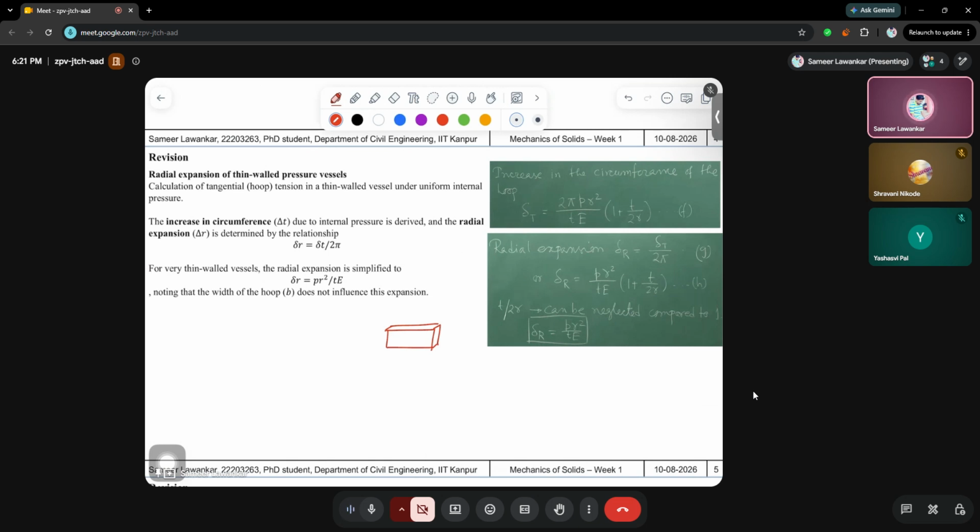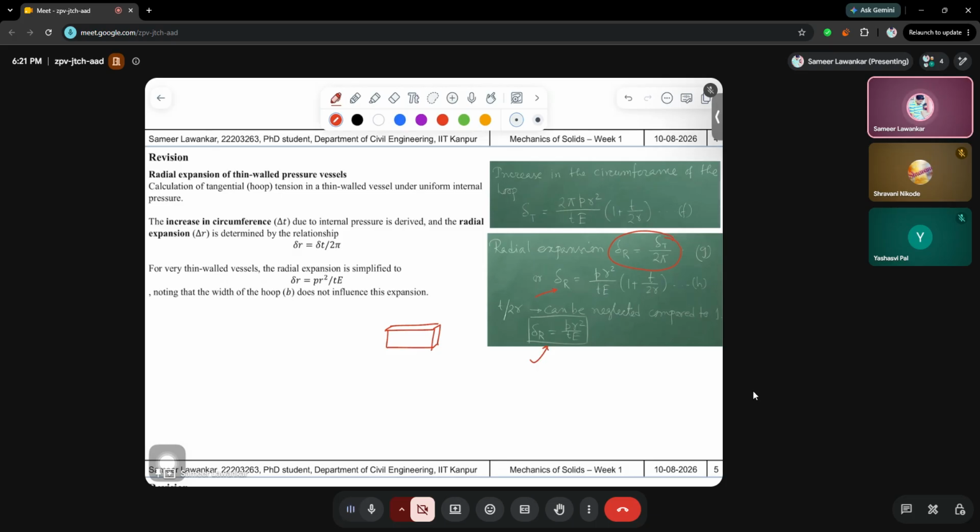So we can directly use delta r equal to delta t by 2π. We are basically dividing it into infinitesimal divisions. So t is equal to 2πr, and in similar fashion, delta r is equal to delta t by 2π. Therefore, delta r is equal to Pr² upon t into E into (1 + t/2r). Now, if t/2r can be neglected, then delta r is equal to Pr² by tE.